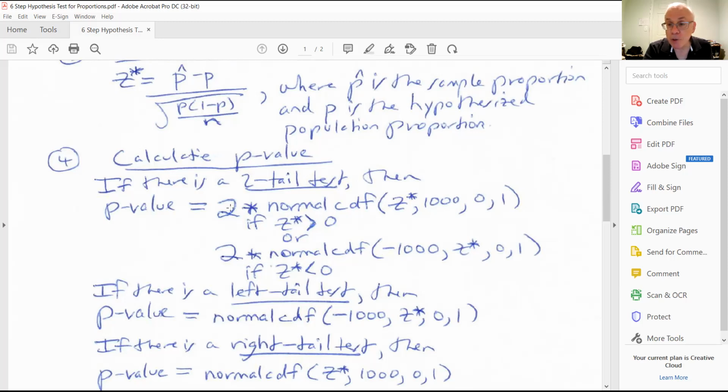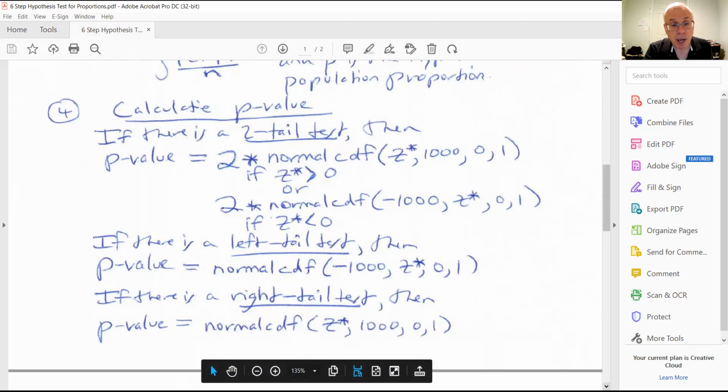Now we have to multiply by 2. Why? Because it's a two-tailed test, and we have to use both tails. When we find one tail, the other tail is going to be exactly the same, so we just double that area. We're using both areas, both tails, and by doubling it, we get our p-value. So remember, for a two-tailed test, we double the normal CDF.